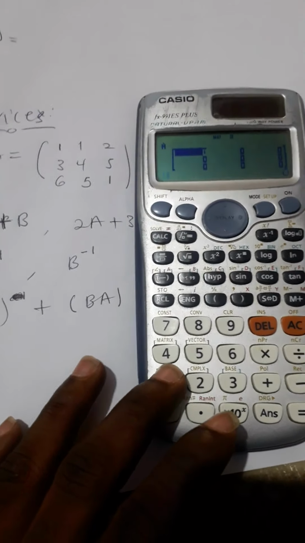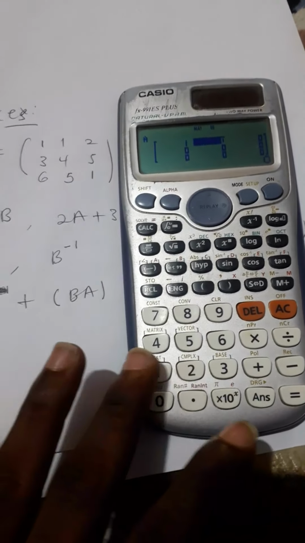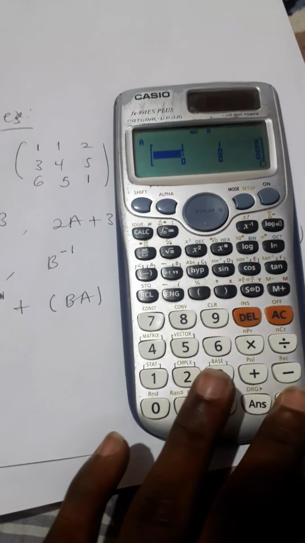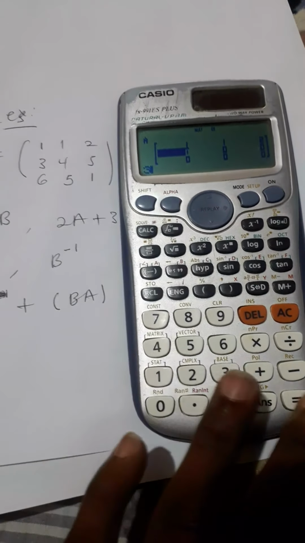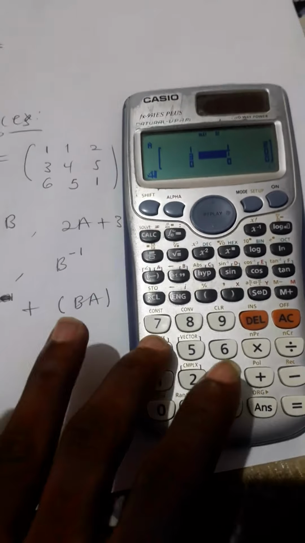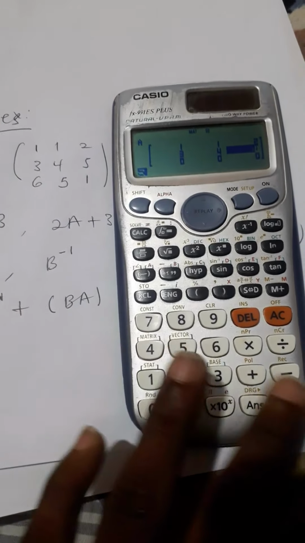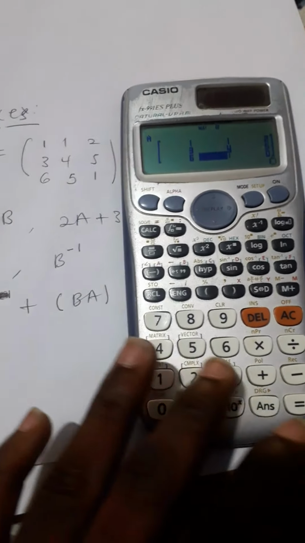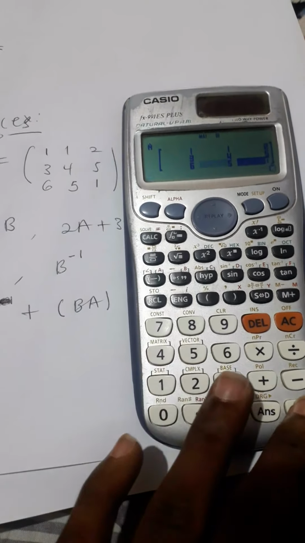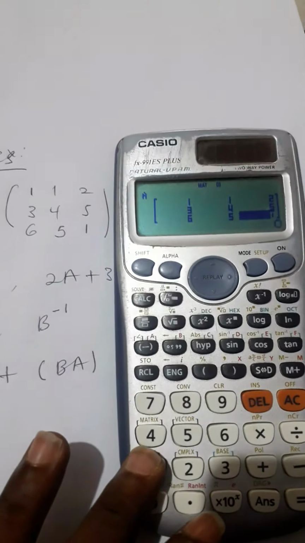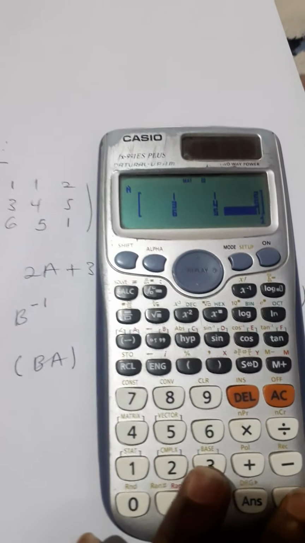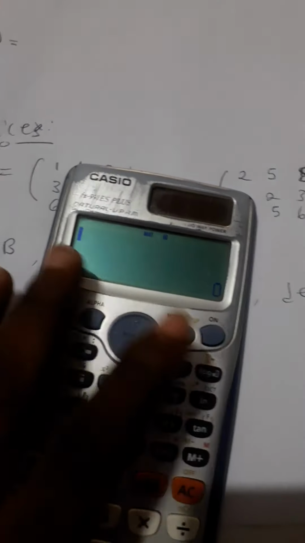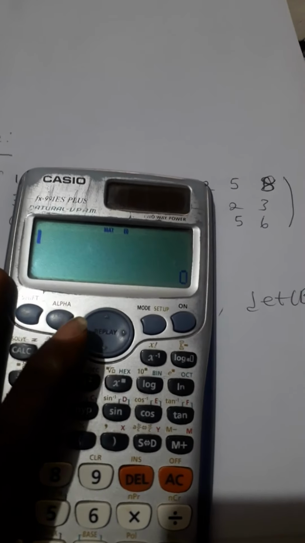In the first row, I have 1. Then I press equal to, 1, equal to, I have 2, equal to, I have 3, equal to, 4, 5 for the second row. I have 6, equal to, 5, equal to, 1, equal to. Like I said, once you have entered it like this, you press on because the calculator has already stored it.